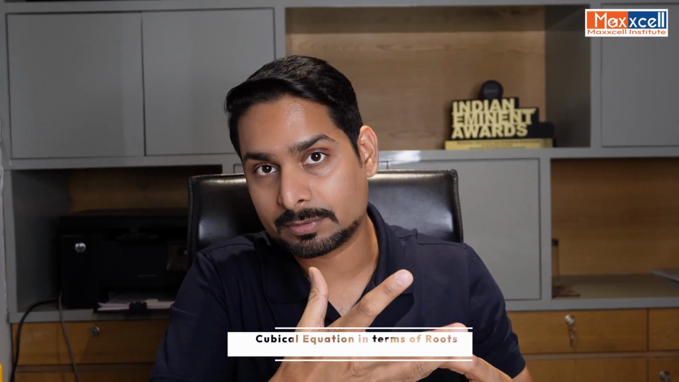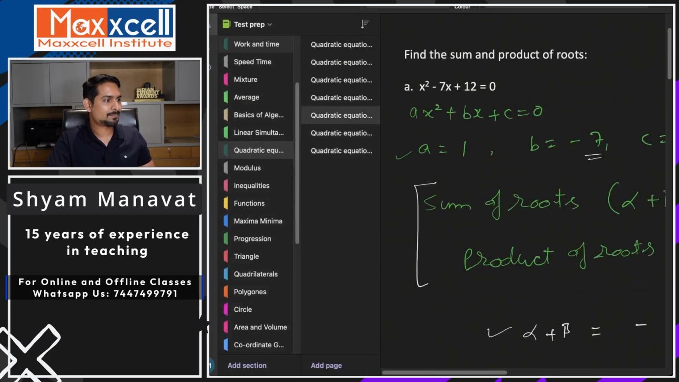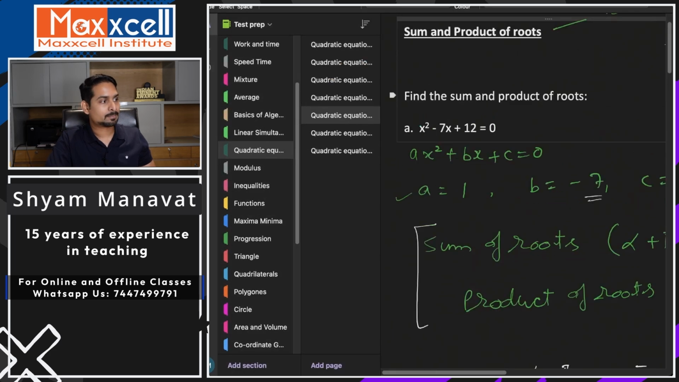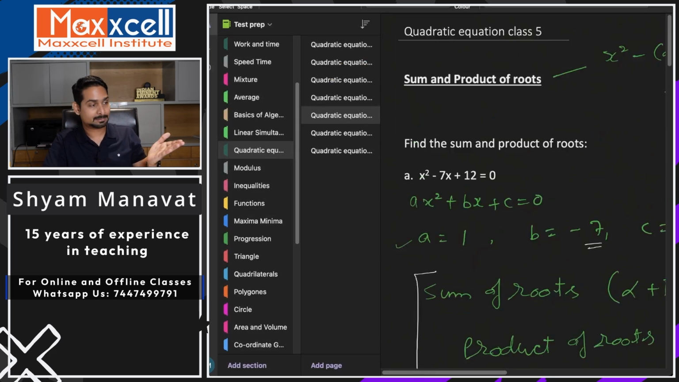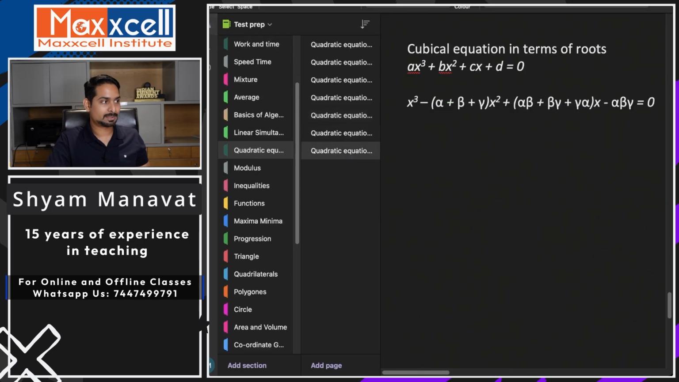We are in part 2 of lecture number 7. In the previous lecture, lecture number 7, part 1, we have seen how to solve a third order equation or a cubical equation. In today's lecture, we will see how to deal with the roots, the way we have solved some questions with sum of roots and product of roots in our lecture number 5. Yes, you can see on the screen, lecture number 5. So how to see sum of roots and product of roots for a cubical equation.